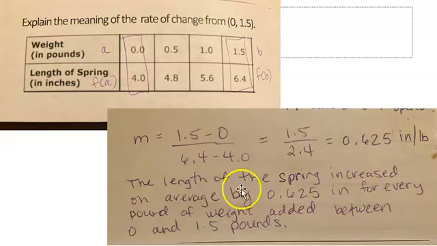I could actually take away the word on average, because if you notice, all of the x's are going up by the exact same increment, 0.5, 0.5, 0.5. And so are my y's, 0.8, 0.8, and 0.8. What that means is it does follow a straight line. It is not curved, and because of that, I don't have to write the word on average. Okay? If you do, it's fine. It still means the same thing.